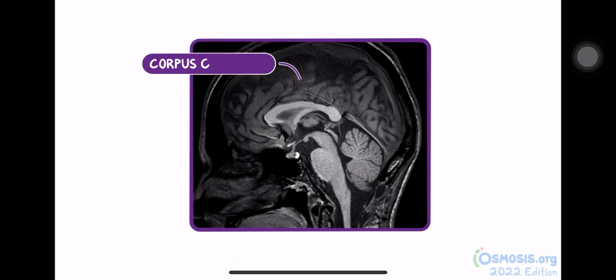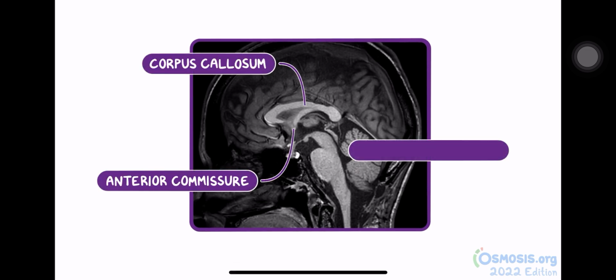Note that the corpus callosum, anterior commissure, and posterior commissure can all be easily seen in the mid-sagittal plane upon gross inspection, or MRI.